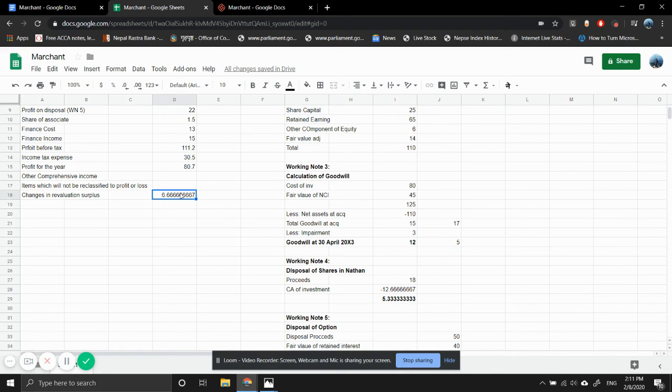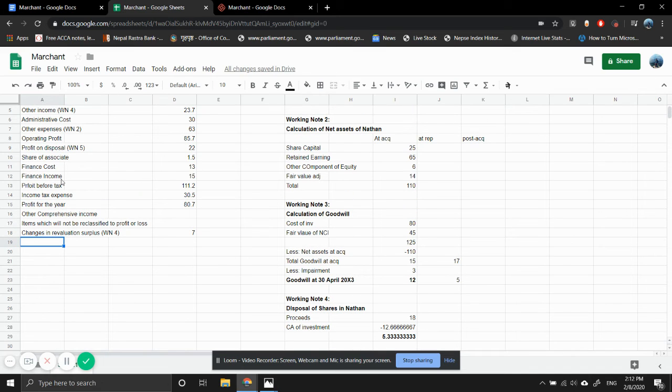So I'll just make it 7 or 5, right? Working note 4. Anything else? I don't think so. The comprehensive income will be this plus this.